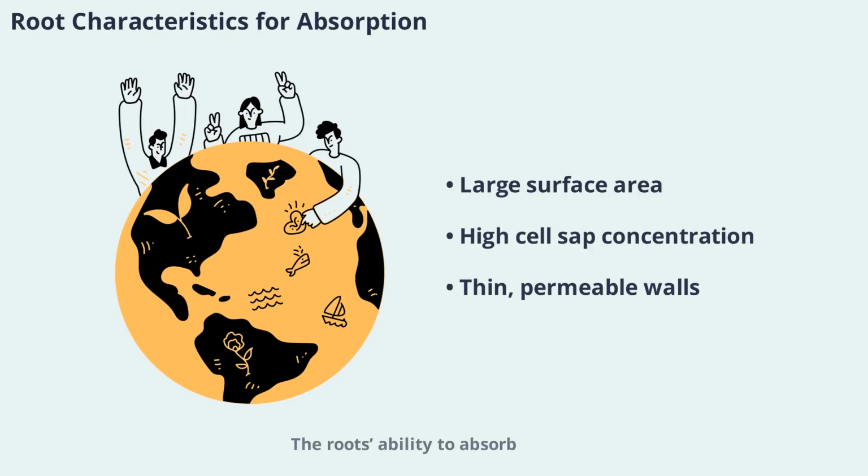The root's ability to absorb water depends on three main characteristics: their enormous surface area, the concentration of cell sap in root hairs, and the thinness of root hair walls. Even a small plant can have a dense network of rootlets, greatly increasing the surface area for absorption. Root hairs contain cell sap with a higher concentration of dissolved salts than the surrounding soil water, setting up a gradient for water movement. Their thin, permeable walls allow water to move freely into the plant.